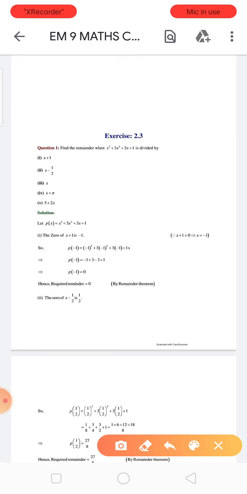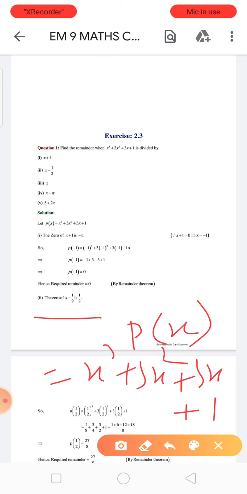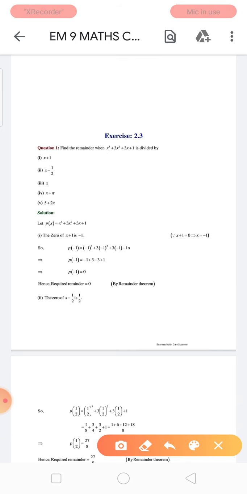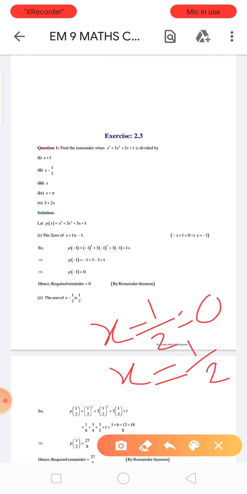Next, in the second part, our polynomial p(x) is x³ + 3x² + 3x + 1, and we divide p(x) by x − 1/2. For that, first we find the root of the divisor. We equate x − 1/2 to 0, and we get x = 1/2. The zero of x − 1/2 is 1/2.